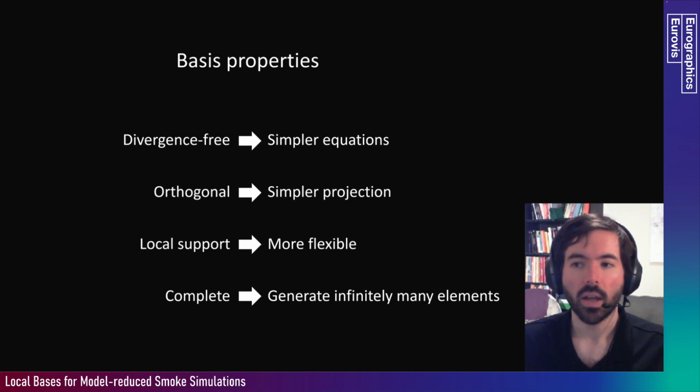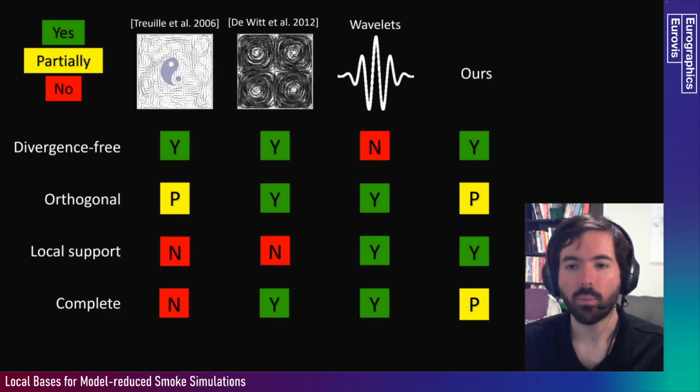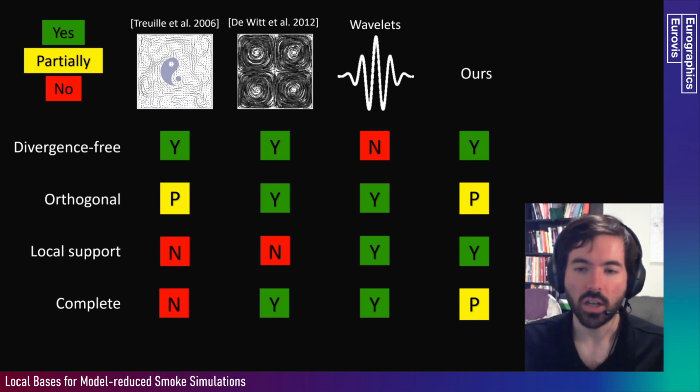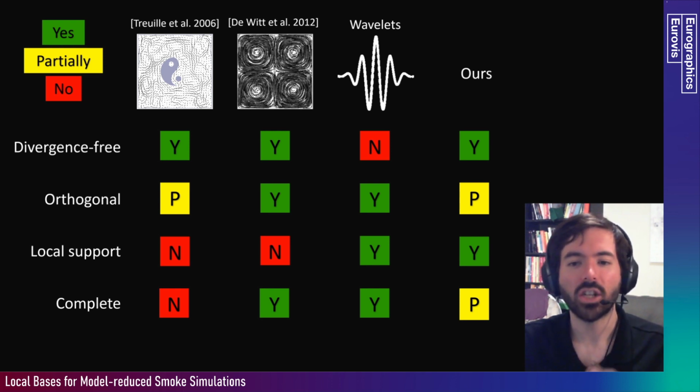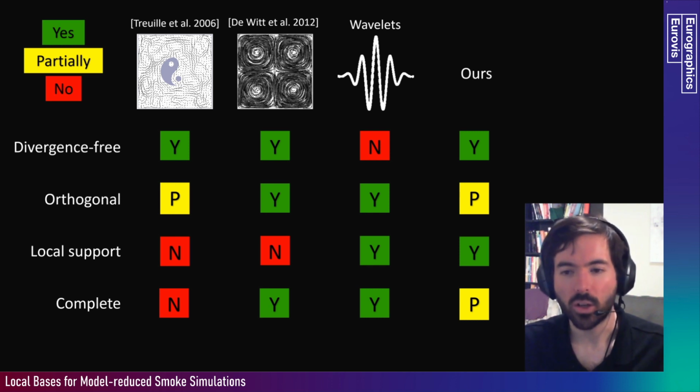So for instance, if we compare the basis I presented before with respect to these four properties, first, the basis of Troy et al. is divergence-free, but it's not naturally orthogonal, although it can be made orthogonal with some additional work. It doesn't have local support because each element extends over the entire domain. And it's not complete according to our definition because we cannot easily generate more basis elements on the fly. If we want to add more basis elements, then we need to generate a longer simulation sequence and take more screenshots, which is not really trivial to do.